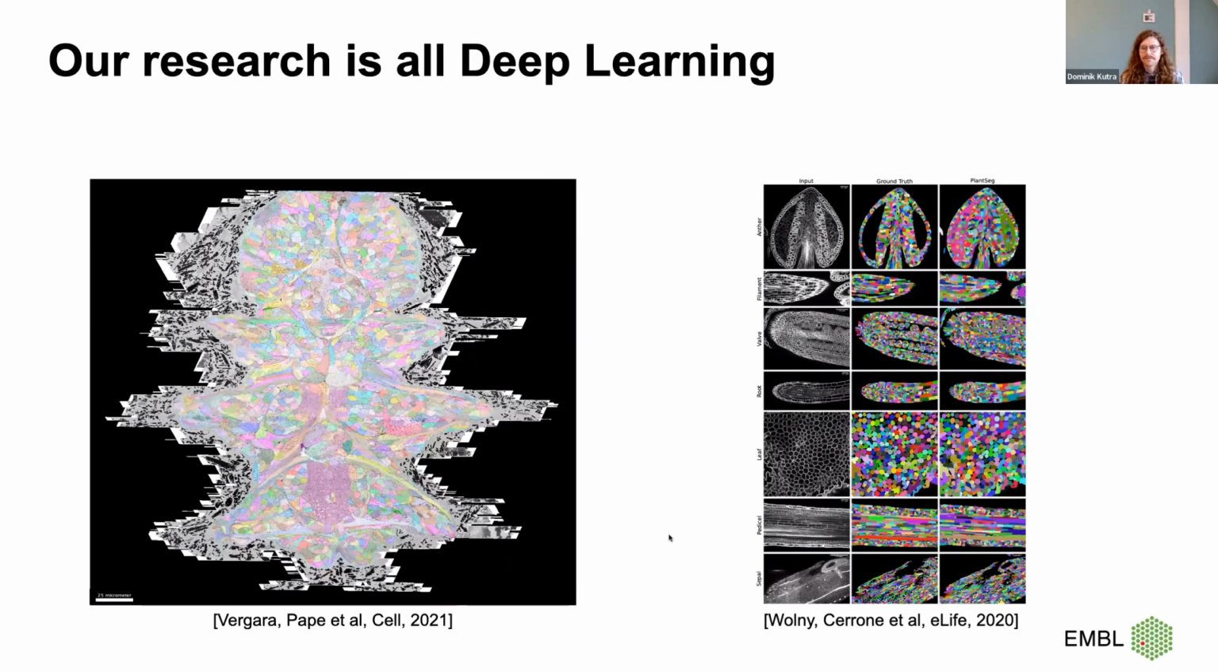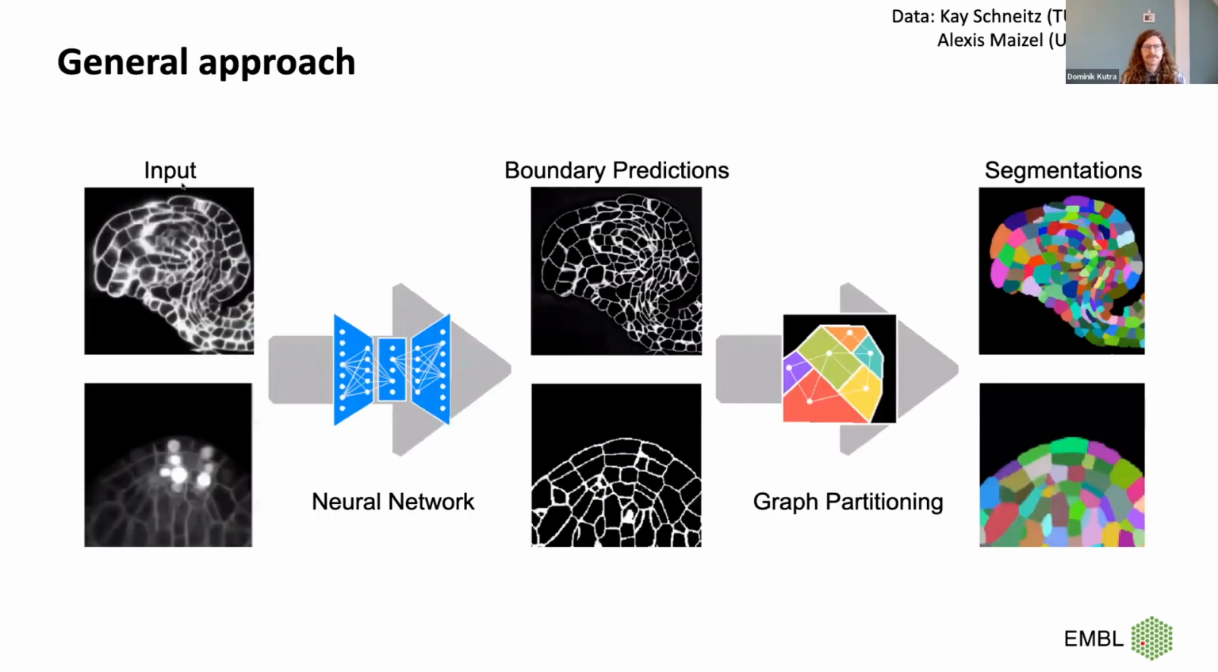And what has emerged there as a very good pipeline for this kind of dense segmentation is this approach where you have some sort of inputs, you train a neural network to get boundary predictions, and then you do some more or less smart graph partitioning that gives you a final result of the dense segmentation for the whole image. And of course, we want to make this kind of approach available for everyone to use, but it's actually not that easy.